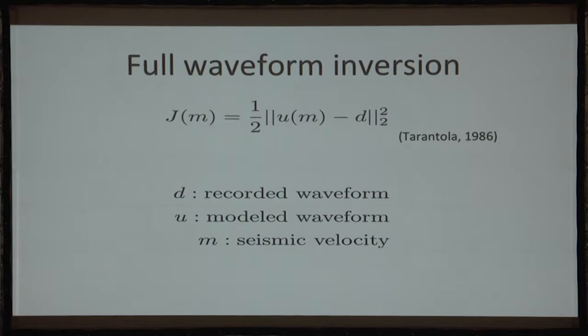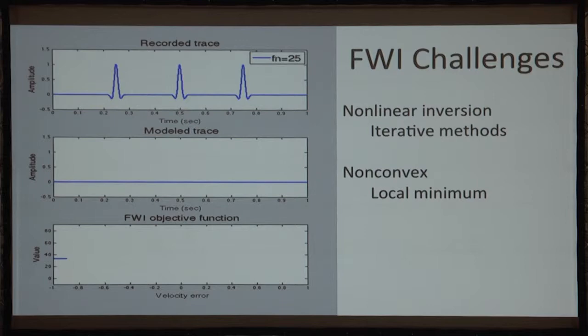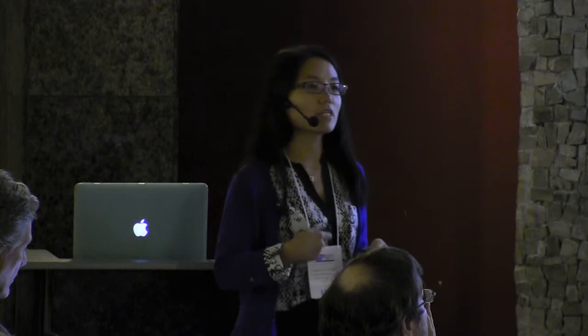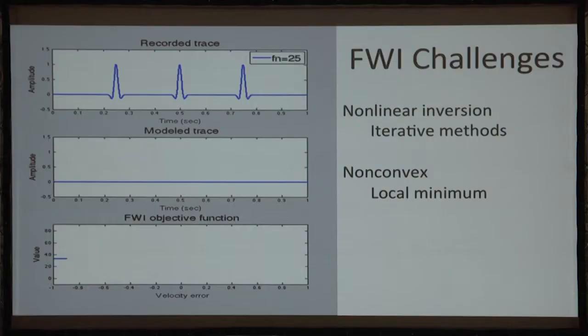However, we all know that this full waveform inversion problem is highly nonlinear. And for a problem this big, we can only afford to use iterative methods to solve it. Another challenge is that the objective function is highly non-convex. That means we have many local minima, and if we are not careful enough, we'll be trapped in these local minima.